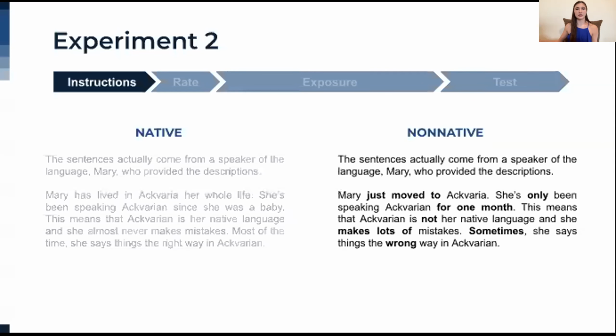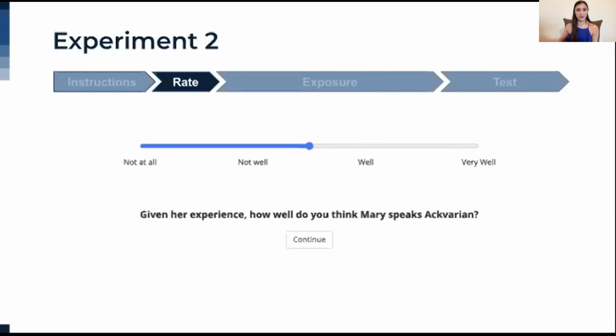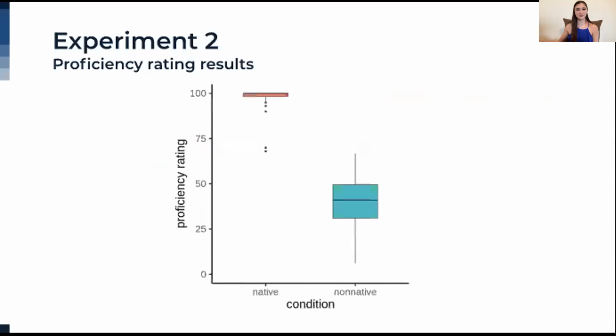In the non-native condition, the backstory says, the sentences actually come from a speaker of the language, Mary, who provided the descriptions. Mary just moved to Octaria. She's only been speaking Octarian for 1 month. This means that Octarian is not her native language and she makes lots of mistakes. Sometimes she says things the wrong way in Octarian. Then we asked them to complete a rating test to ensure that participants indeed believed Mary spoke the language very well in the native condition or not well in the non-native condition. And this is a sliding scale from 0 to 100. The rest of the experiment continued just like in experiment 1.